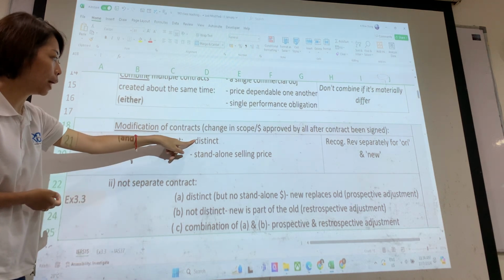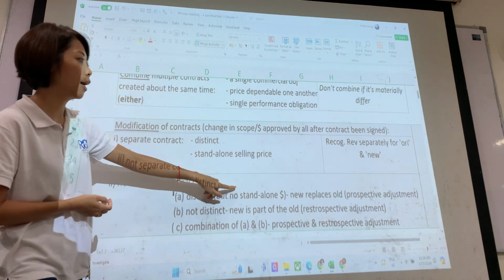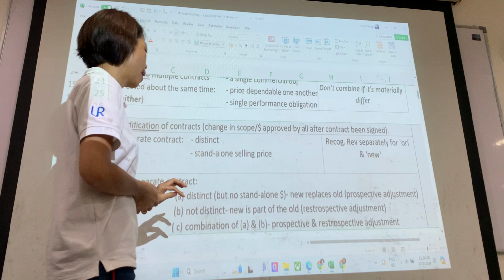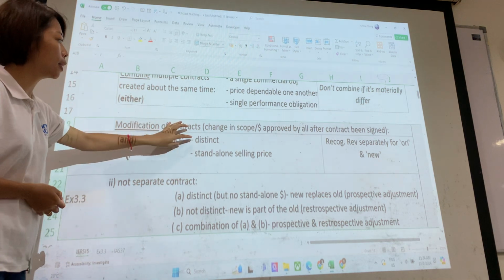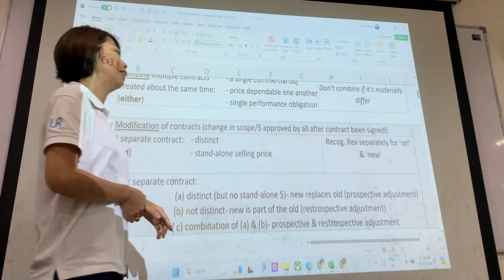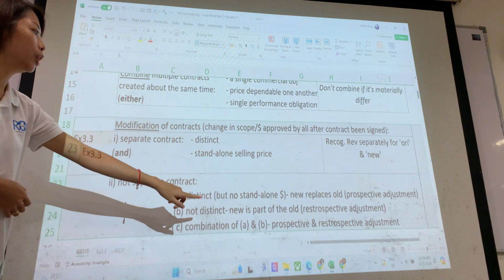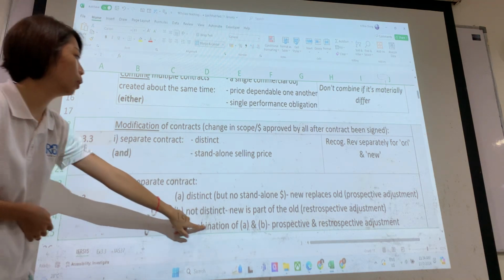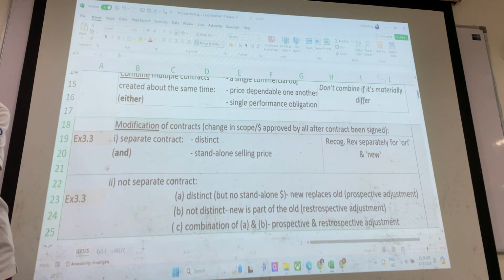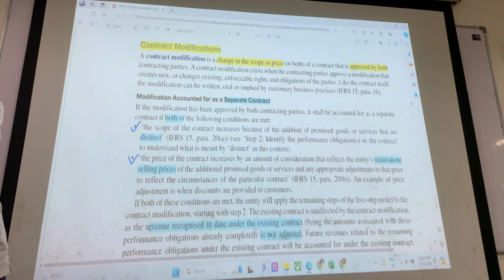If it is distinct but there is no standalone selling price, then we will use prospective adjustment. The new one will replace the old contract. If it is not distinct but with standalone selling price, then the new is a part of the old. You will do retrospective adjustment, one shot. If it is a combination, then you have to combine. Now this one, you will not have to do any exercises. Assuming that you don't understand what I said totally, we will look at example 3.3 and try to understand the concept of contract modification.